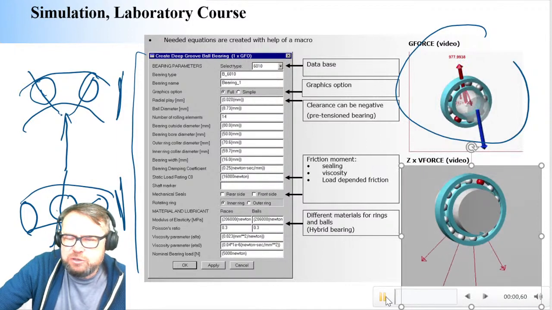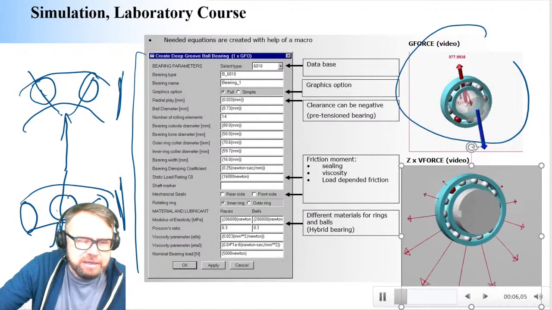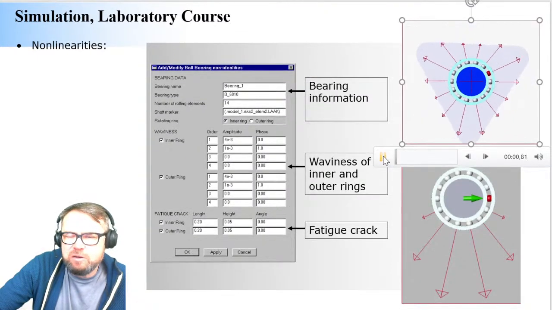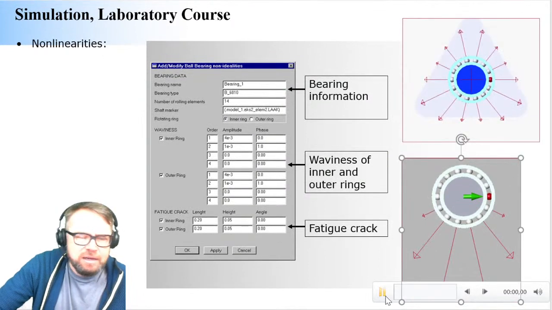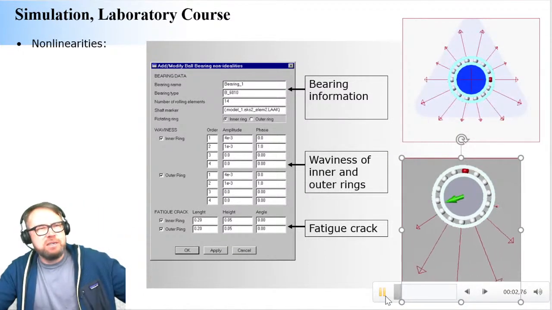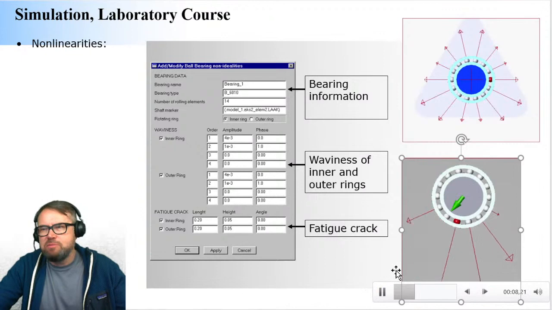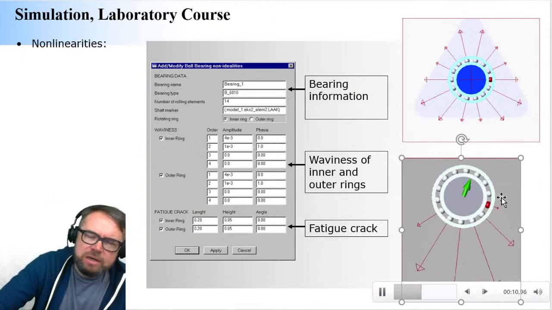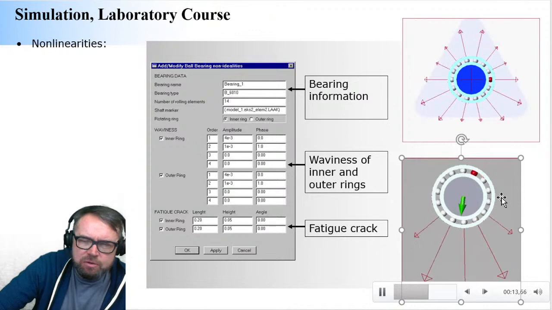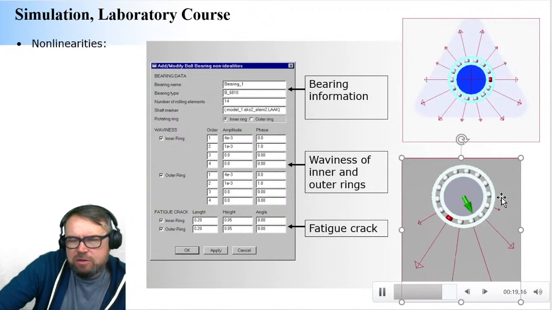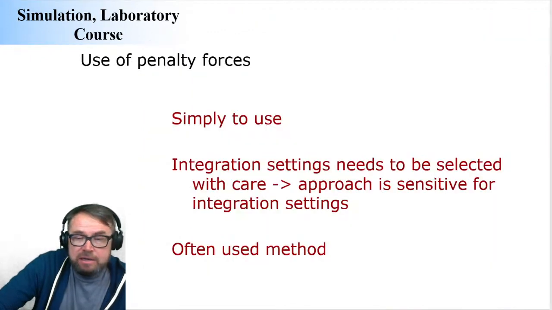And you can introduce different kinds of scenarios. I don't remember what this scenario was. You can also introduce some non-idealities. The outer ring could be triangular shaped. You can have a fatigue crack here. All this kind of stuff. But all these use a simple penalty force approach. Here, by the way, there's no need to use any kind of contact detection approach, because the number of contacts is so limited.